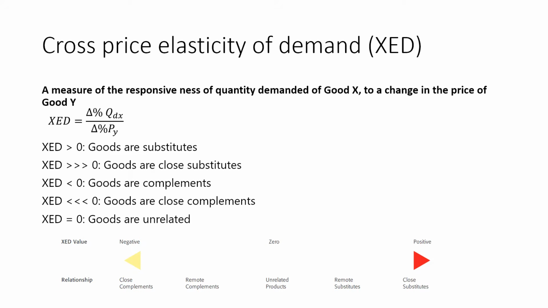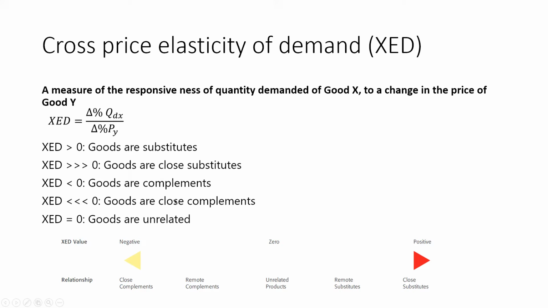So when we're talking about substitutes or complements, then we can also measure this using the cross price elasticity of demand, XED, which is a measure of the responsiveness of the quantity demanded of a good X to a change in the price of good Y, which you can see mathematically expressed here. And here you cannot neglect the minus sign, keep that in mind. So if XED is more than 0, that means that the goods are substitutes. And if it's a lot more than 0, then they're close substitutes.